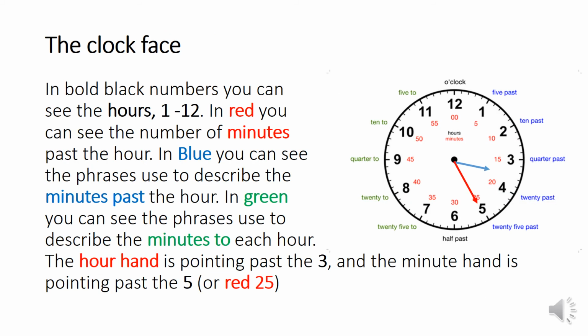This clock face, in bold numbers you can see the hours, 1 round to 12. In red you can see the number of minutes past the hour. In blue you can see the phrases used to describe minutes past the hour, 10 past, 20 past. In green, the number of minutes to the hour, 25, quarter to, 5 to, and so on. In this example, the blue hand, hour hand, has gone past the 3, but is not at the 4 yet, so it's 3. Number of minutes past is pointing at the 5, or it's pointing at the 25. It's 3:25.